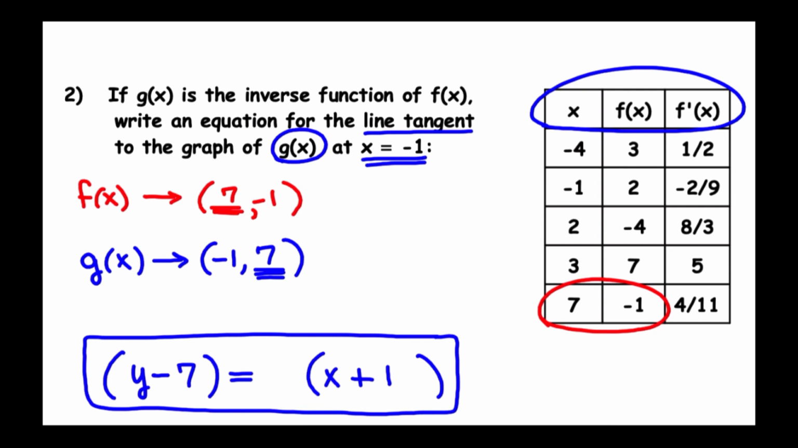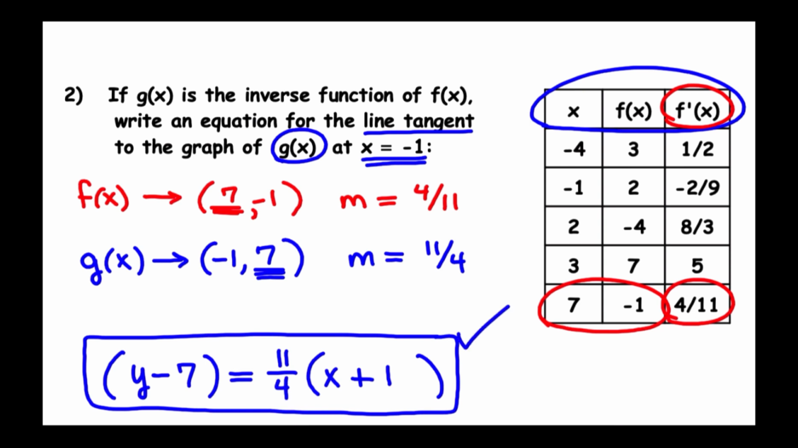Well, again, slope is derivative. We have a chart. The derivative of f of x is 4/11. And moments ago, we learned that if you have points that are mirror images of each other with inverse functions, the slopes at those places are simply going to be reciprocals. Again, not opposite reciprocals, just reciprocals. The 11/4 goes in, and that's your correct answer to number 2.